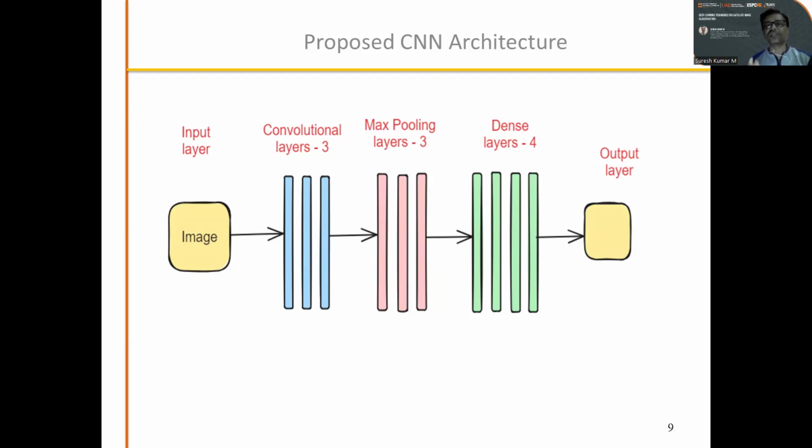Convolution layers mainly extract features from the input images. Max pooling layers mainly reduce the size and dimensionality of the images. Dense layers mainly predict and classify the input data.